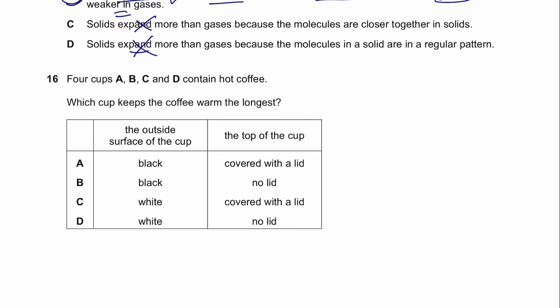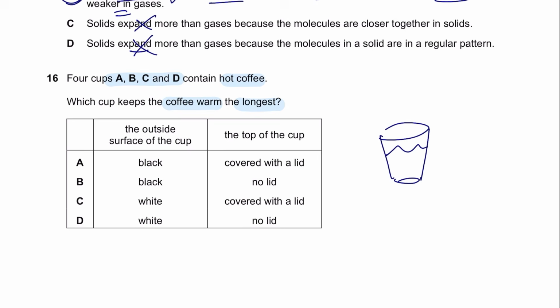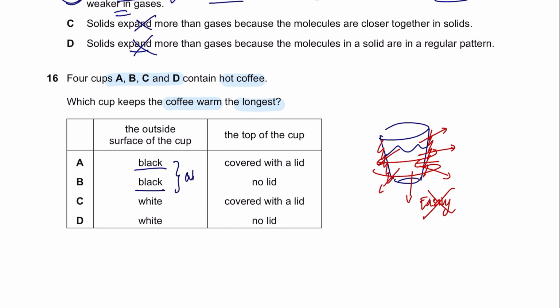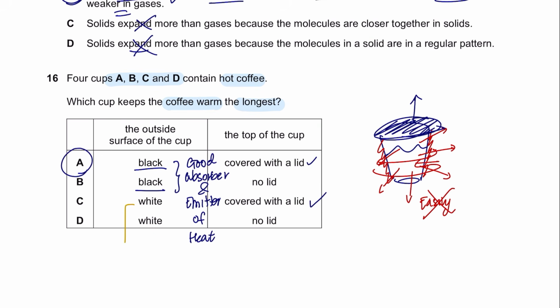Question 16. 4 cups A, B, C, D contain hot coffee. Which cup keeps the coffee warm the longest? Now let's say you have coffee in a cup. You're going to need the kind of surface that does not release the heat easily. So a black surface is a very good absorber and emitter of heat. And for the top of the cup, of course, you gotta keep it covered so that this will prevent the heat loss. So your answer here would be A. Remember that white is a good reflector of heat.